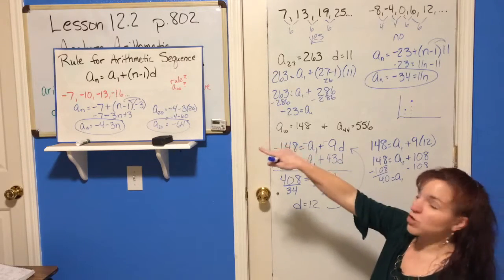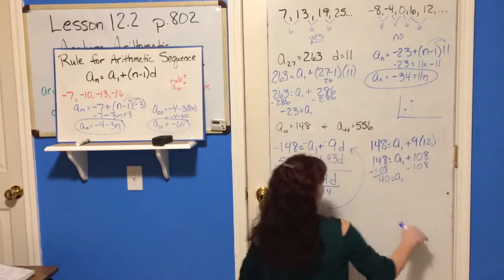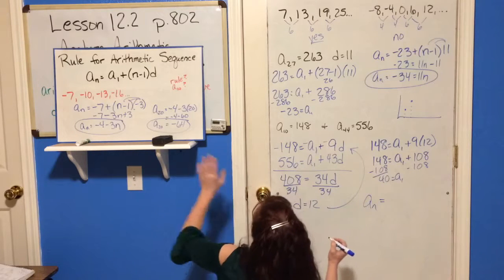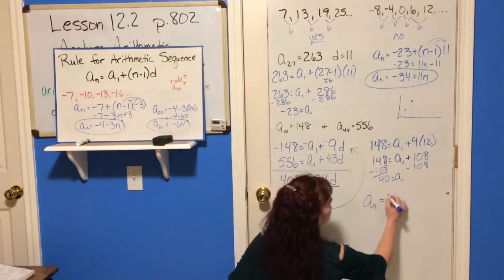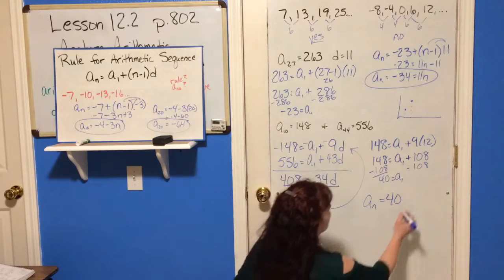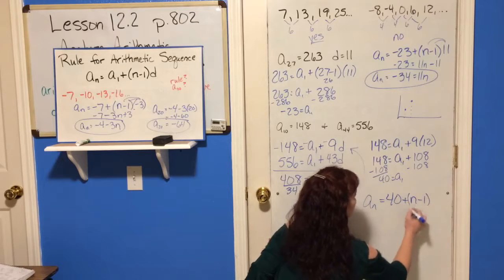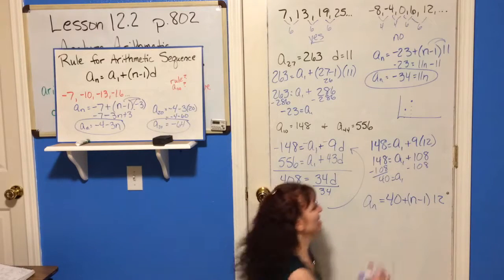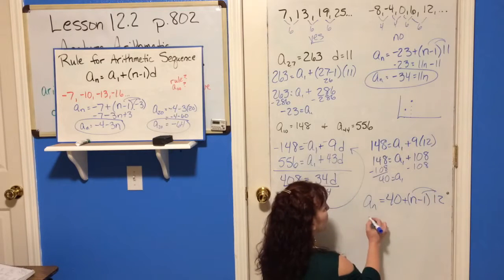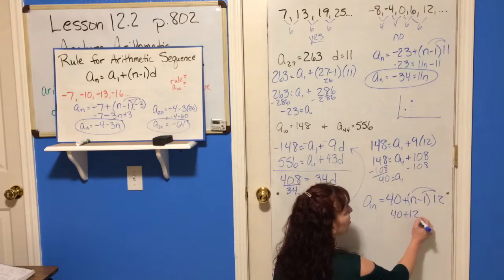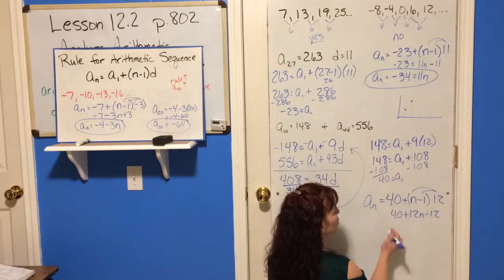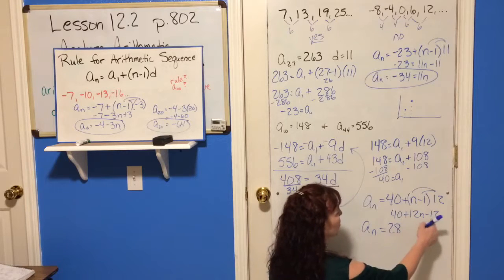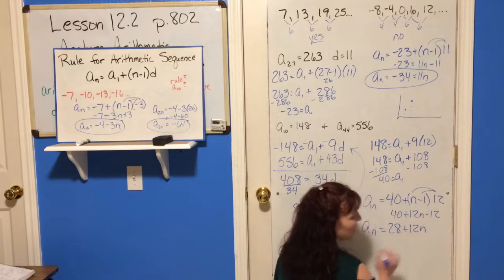Now you have your first term and your distance. So now you can just plug in. A sub n is going to be a sub 1, which is 40, plus n minus 1 times d, which is 12. And now you're almost there. Simplify it. So you've got 40 plus 12n minus 12. Subtract the 12 from here. So a sub n equals 28 plus 12n, and you're done.